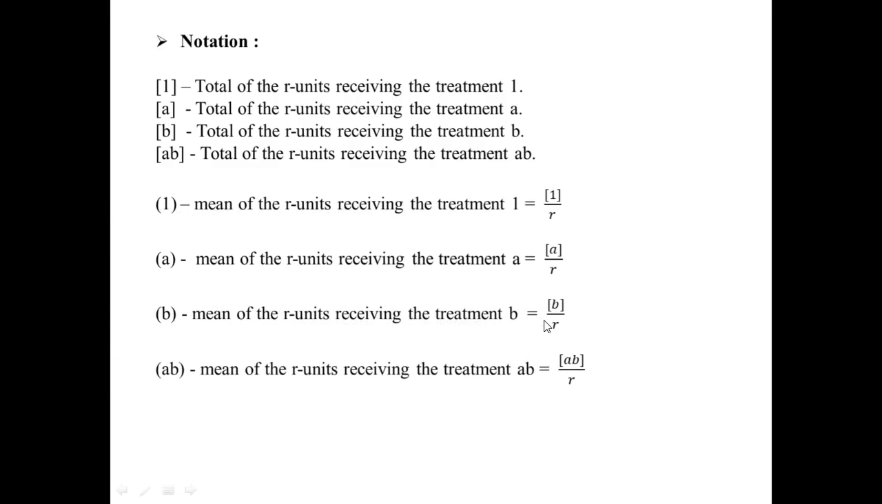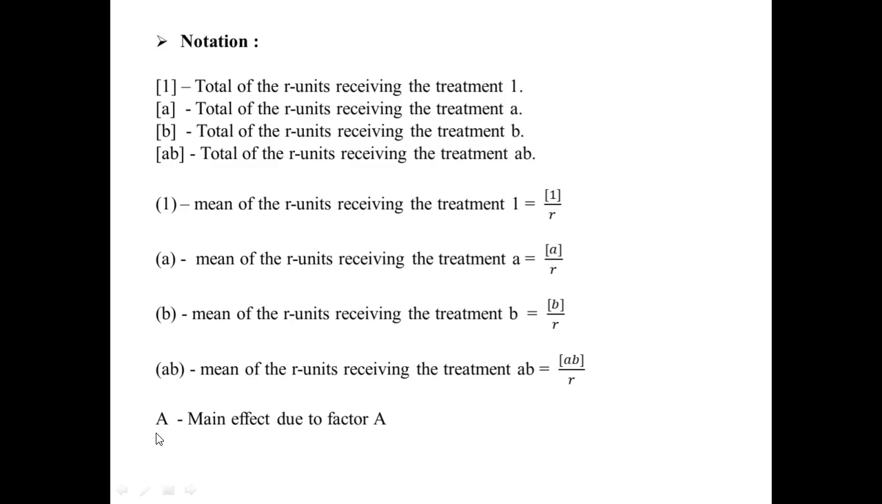The last one is open bracket AB. This is the mean of the R units receiving the treatment AB, and it is found with the formula square bracket AB upon R, that is, the total of treatment AB upon the number of observations for treatment AB. In this way we find totals and means for treatment combinations.